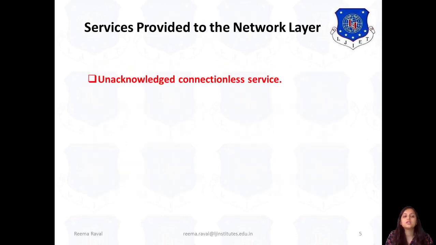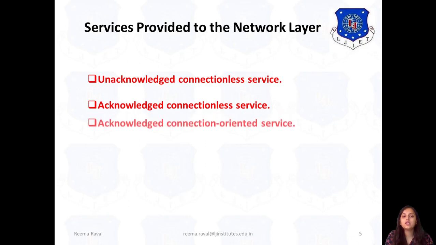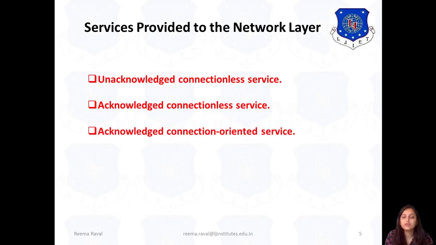Now using this, let us consider the services provided to the network layer. The first service is unacknowledged connectionless service. The second one is acknowledged connectionless service. The third one is acknowledged connection oriented service. Now let us consider each of these in turn. The first one is unacknowledged connectionless service. In this, the source machine sends the data to the destination machine irrespective of getting the acknowledgement back. That means whenever any data is there to be sent, this kind of service is used to send the data irrespective of errors, or whether the data is received correctly or not, right?